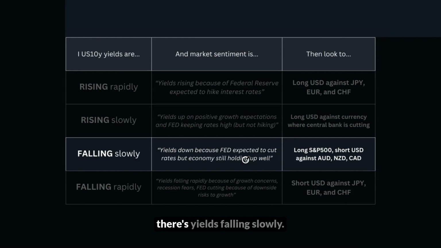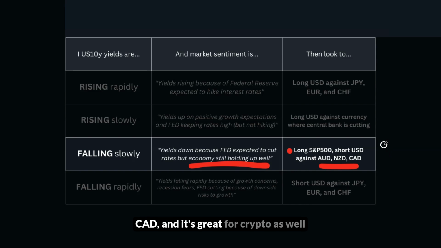Then on the other side, there's yields falling slowly. This is the controlled cooling. It's the soft landing scenario. It's easier policy without a recession. So it's the Federal Reserve cutting interest rates, bringing interest rates lower, but with the economy still holding up well. This increases liquidity in the system, and it's great for equities such as the S&P 500, and it's great for high beta currencies such as the Australian dollar, the New Zealand dollar, and CAD, and it's great for crypto as well.